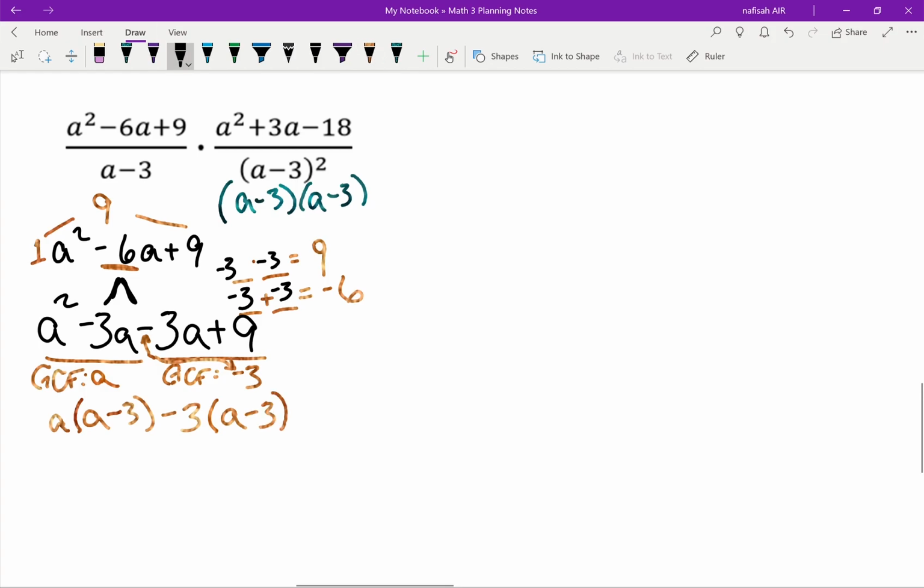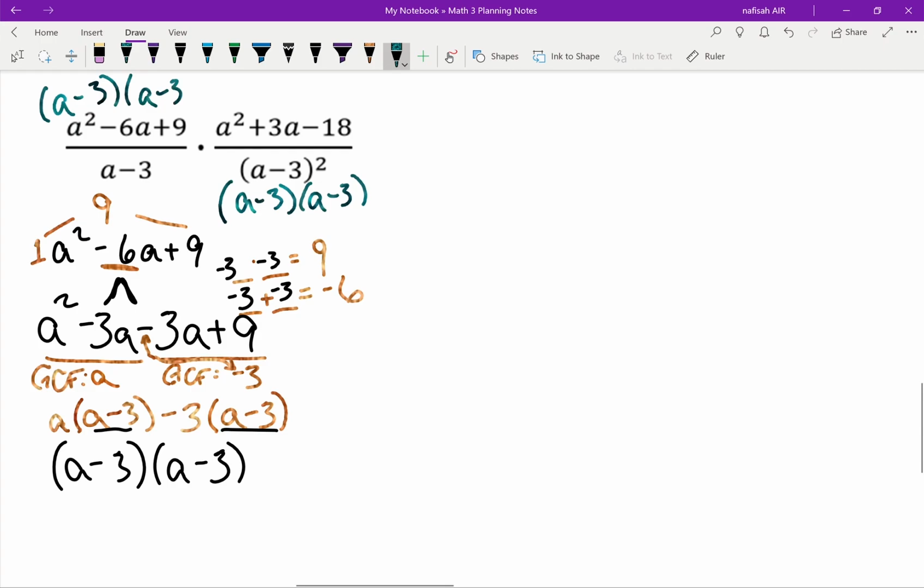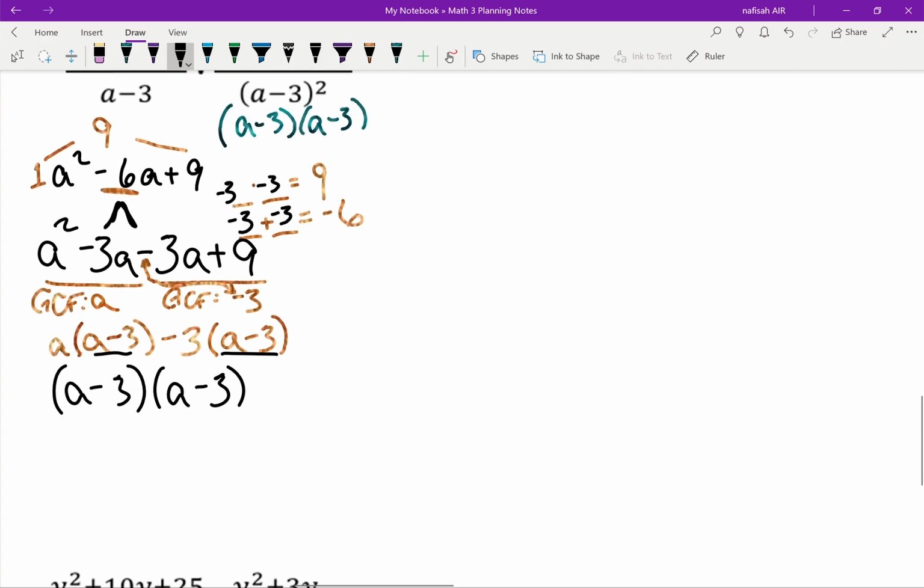So my answer would be my GCFs in one parentheses and my twins, these are what I call my twins, they're always going to be the same, in my other parentheses. All right, so this numerator right here turns into an a minus 3, a minus 3. I'm going to do the same thing with the other numerator. I'm going to go a little quicker. If you don't know what I'm talking about when I say factor by grouping, look it up. There are videos out there.